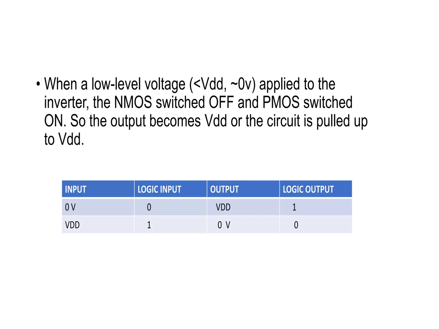Similarly, when a low voltage is applied to the inverter, then NMOS is switched off and PMOS is switched on, so that the output is pulled up towards VDD. So this is the truth table representing a CMOS inverter.